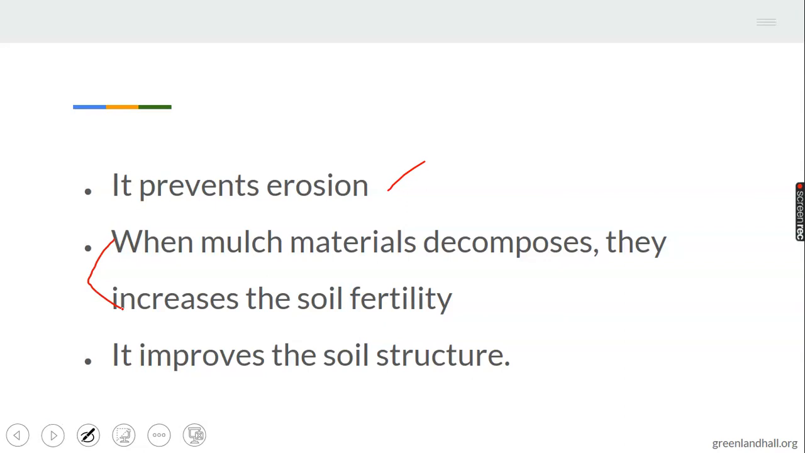Finally, it improves the soil structure. I believe we are following. Remember, we have defined soil fertility as the ability of soil to supply adequate nutrients to plants when needed. We have stated ways of maintaining soil fertility. Mulching, that is what we are treating now. We have defined mulching as the process of placing plant materials on the surface of the soil to prevent erosion, to prevent evaporation, and to prevent direct ray of the sun.